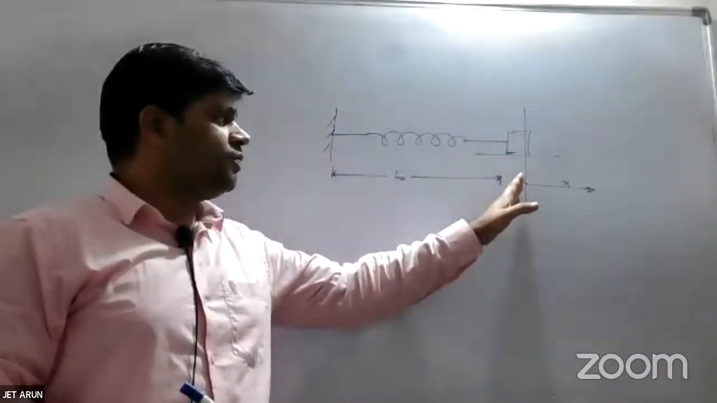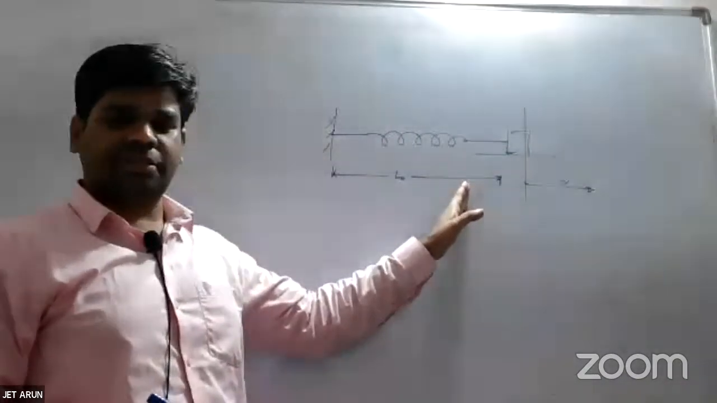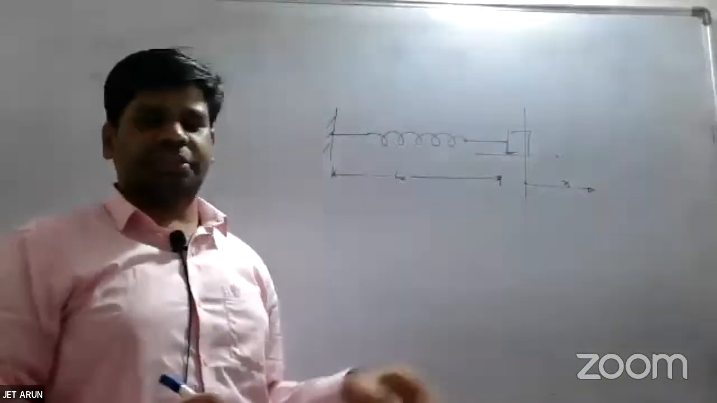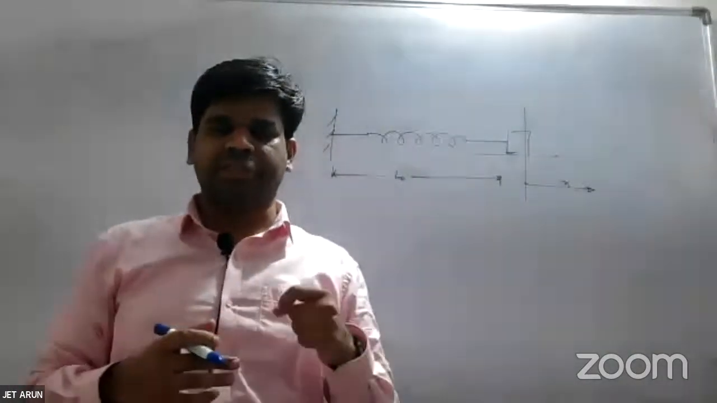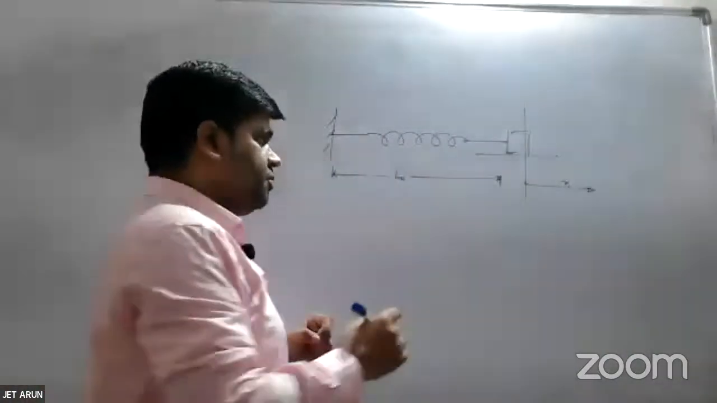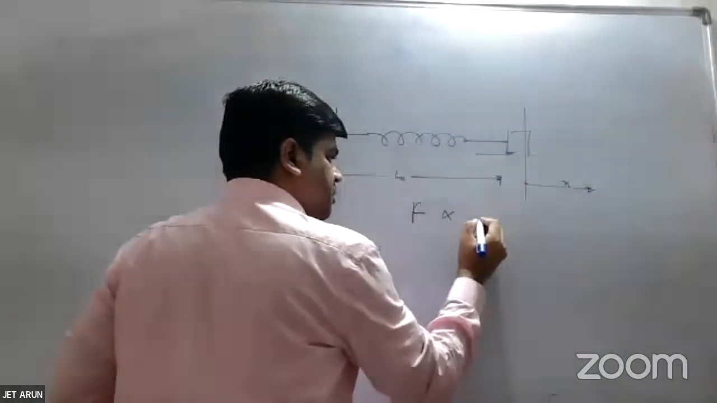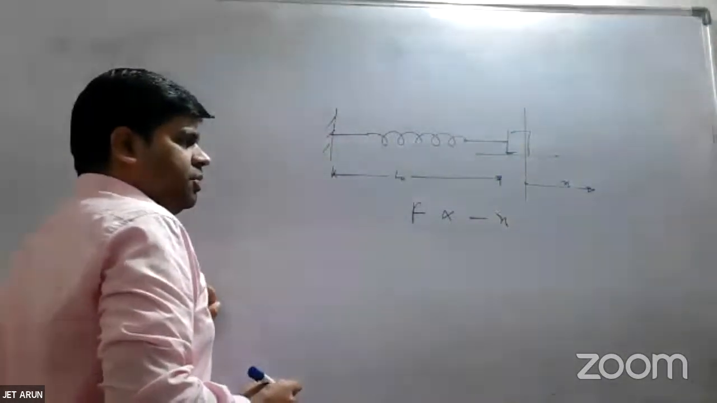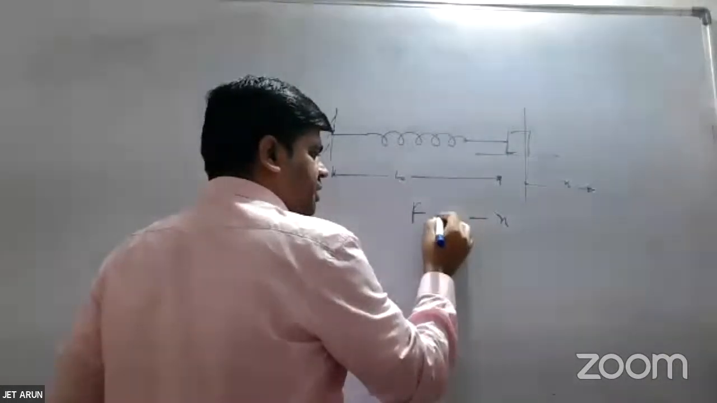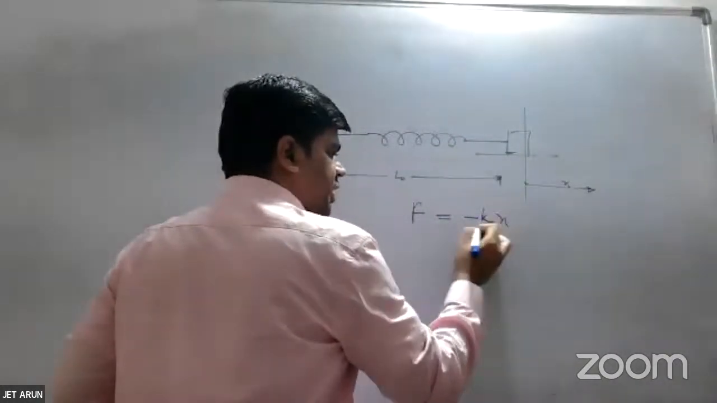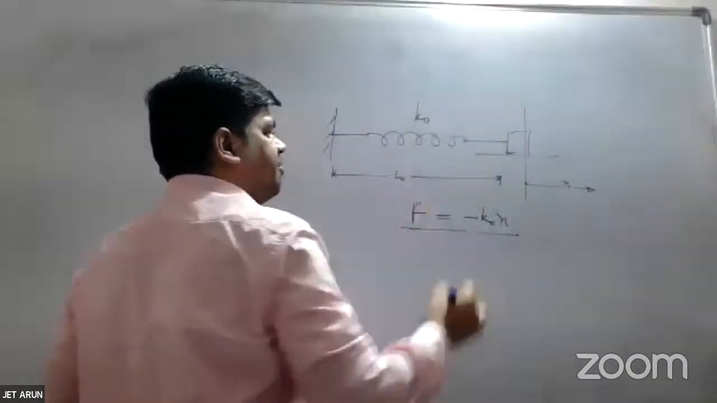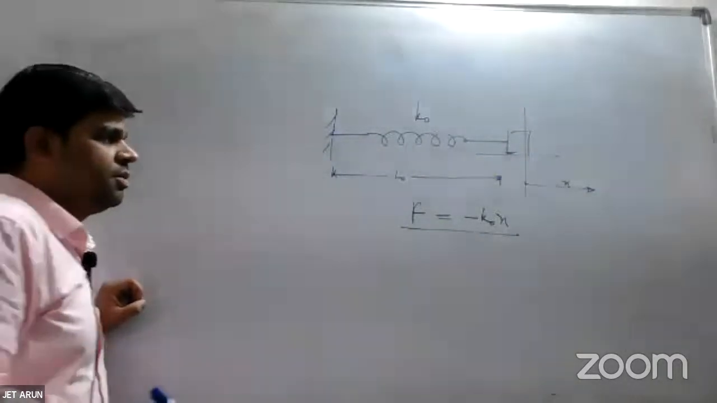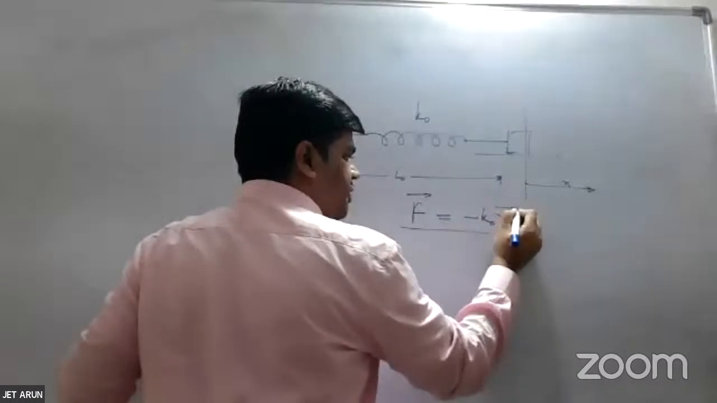If the block is moved towards left, that means the spring is compressed, then the spring force is towards right and proportional to x. That's compression. So spring force is observed to be proportional to compression or extension and oppositely directed to the extension or compression. If I remove this proportionality sign, I get a proportionality constant, which is k naught, called the spring constant of the spring. So spring force is given by F = -k naught x. Vectorially, F bar = -k naught x bar.